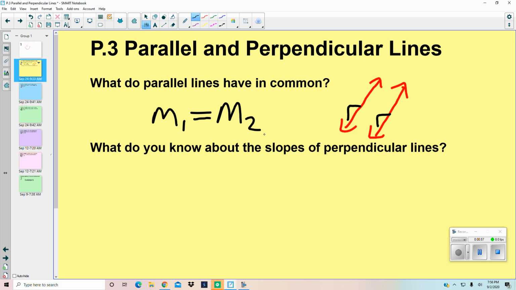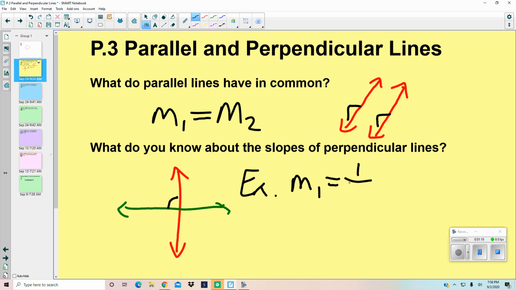Perpendicular lines. A perpendicular line means that the two lines meet at a 90-degree angle. So this would be a 90-degree angle. Their slopes are negative reciprocals of one another. So for example, if M1 equaled 1/2, then the perpendicular line, line 2, would have a slope of -2. In other words, you take the reciprocal and then the opposite sign.